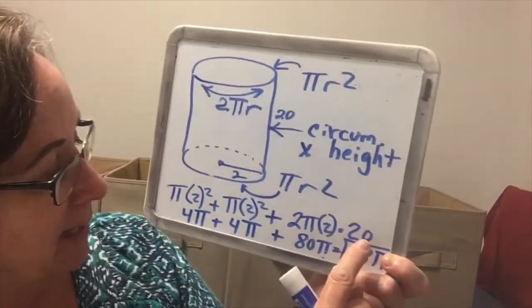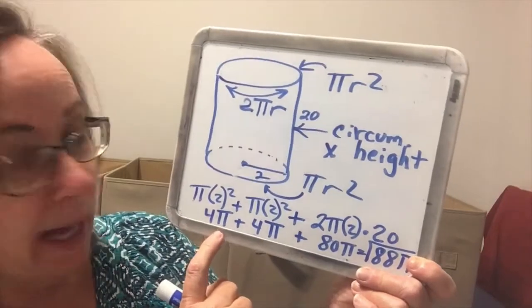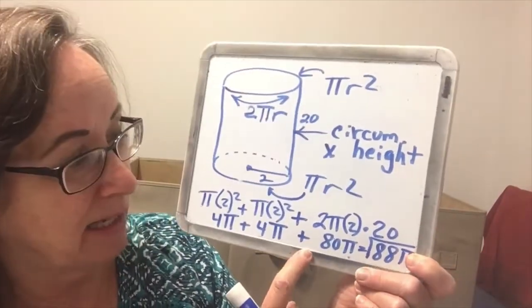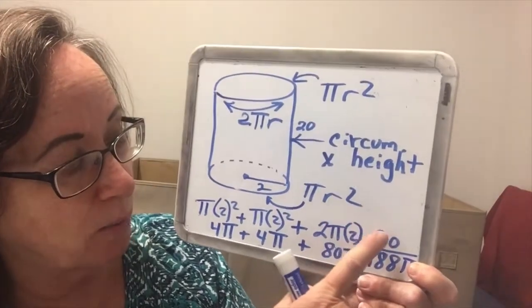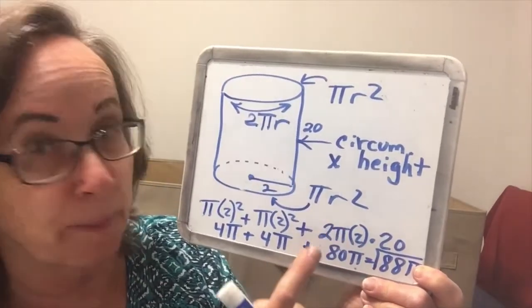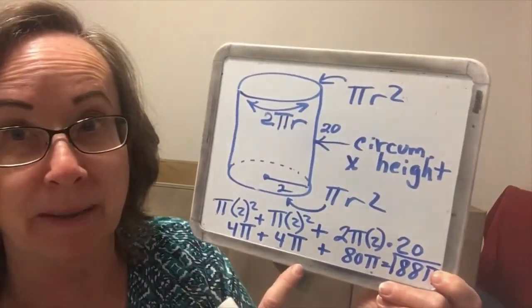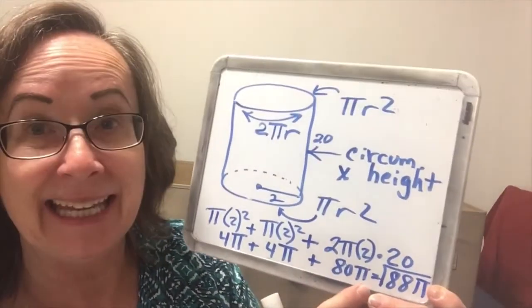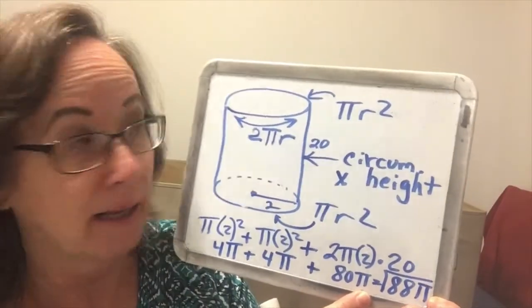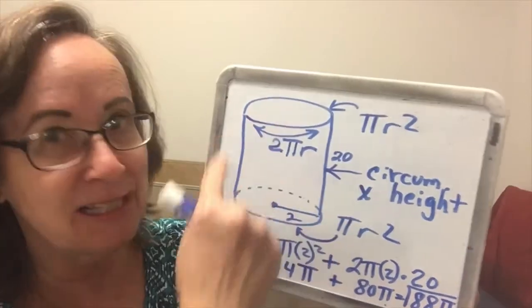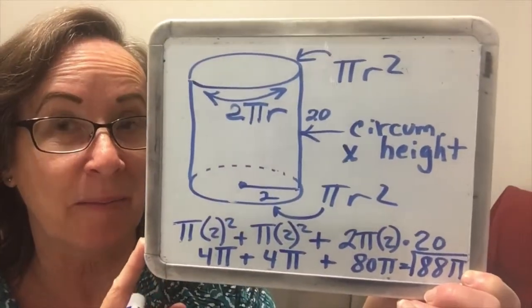So when I put all that together, that's going to be a 4 pi plus another 4 pi. Plus, when I multiply all of this, a 20 times a 2 times a 2 times a pi is 80 pi. So 80 pi plus 4 pi plus another 4 pi is 88 pi. So my total surface area of this figure was 88 pi.